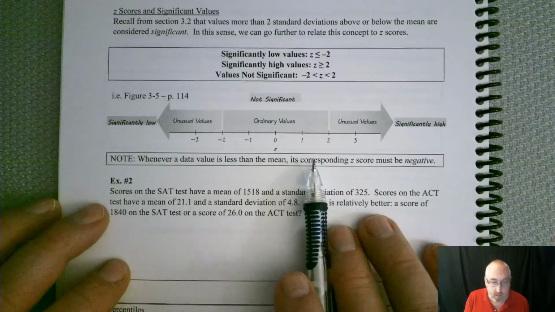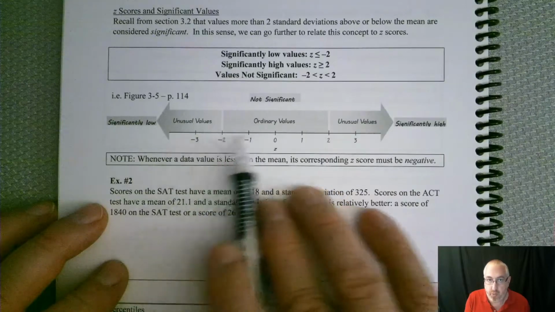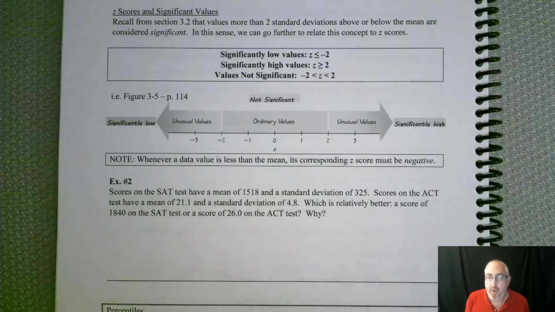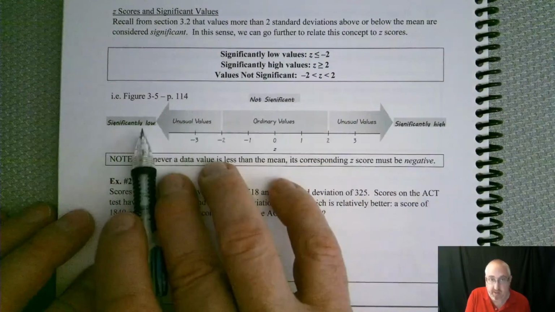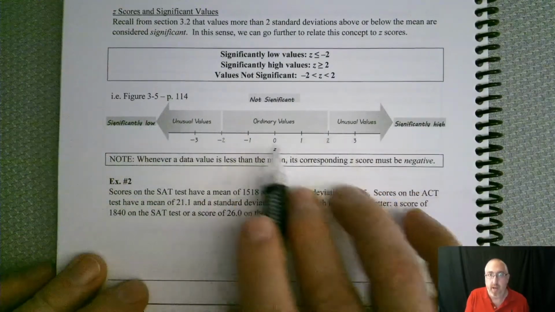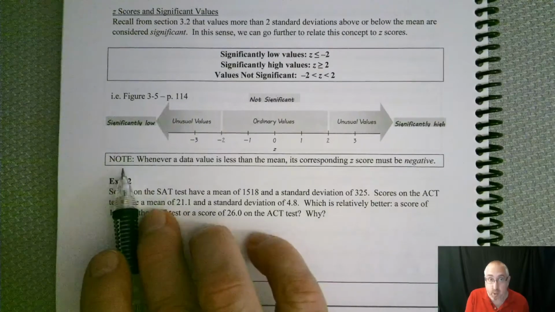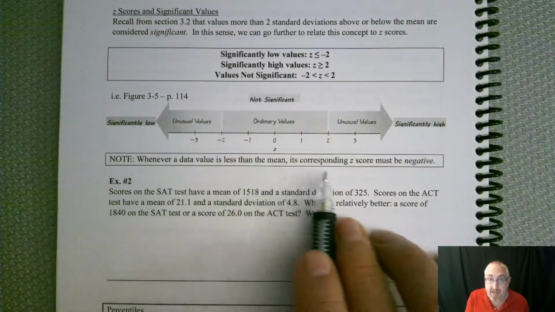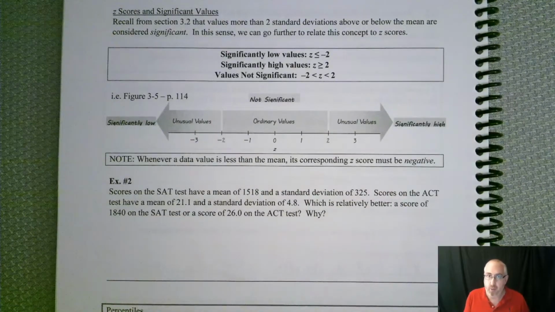Now, this is an old graphic, so it's got usual, unusual, and ordinary in there. But we use more up-to-date terms as far as significant, not significant, significantly low, significantly high. So just keep that in mind. Some textbooks use that same terminology, unusual and ordinary or usual. They all mean the same thing. The last note: whenever a data value is less than the mean, its corresponding z-score must be negative. So again, below the mean, negative z-scores.